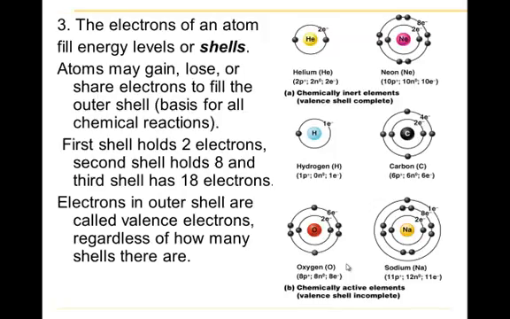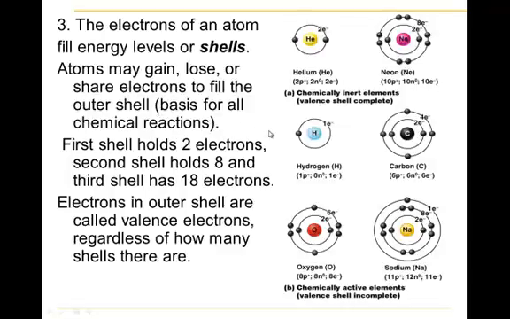A third important characteristic of atoms is how the electrons are configured. If it is the electrons that are determining how atoms interact, their configuration is extremely important. And in a chemistry class where you could dedicate much time to this study, we would learn in more detail the arrangement of electrons. But here we're going to simply say that electrons fill what are called energy levels or shells. And atoms may gain, lose, or share electrons to fill the outer shell. And that is the basis for all chemical reactions.